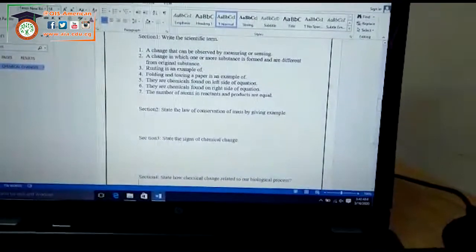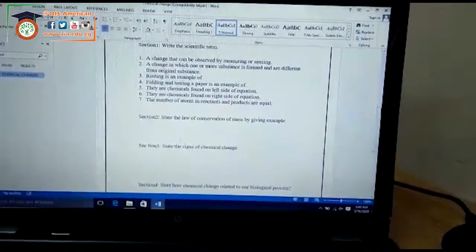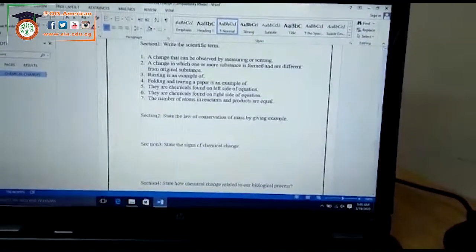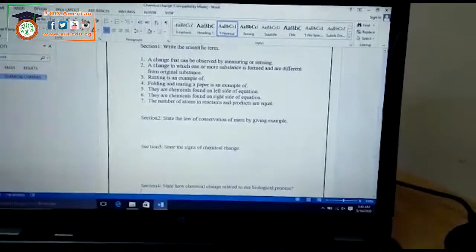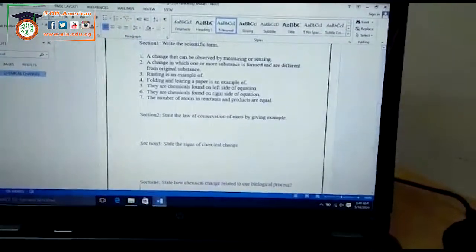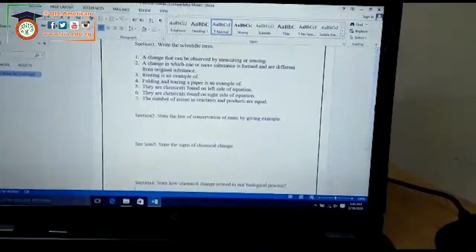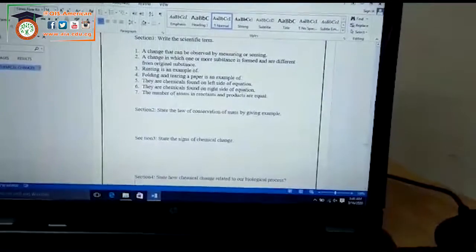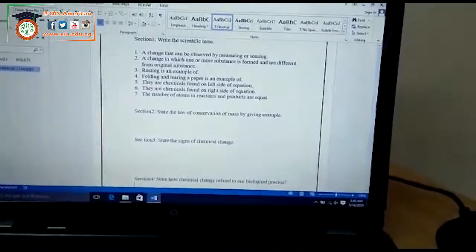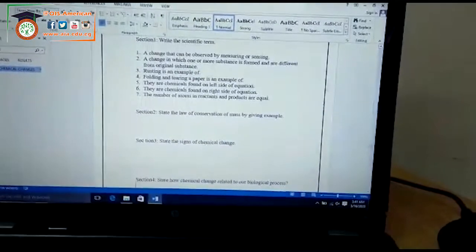Number 2, change in the color. Remember when we add iodine to the flour and it gives us a blue color. Number 3, change in the odor and the taste. Remember guys, if we have milk and we take the milk out of the fridge, what will happen? It changes its odor and it changes its taste.